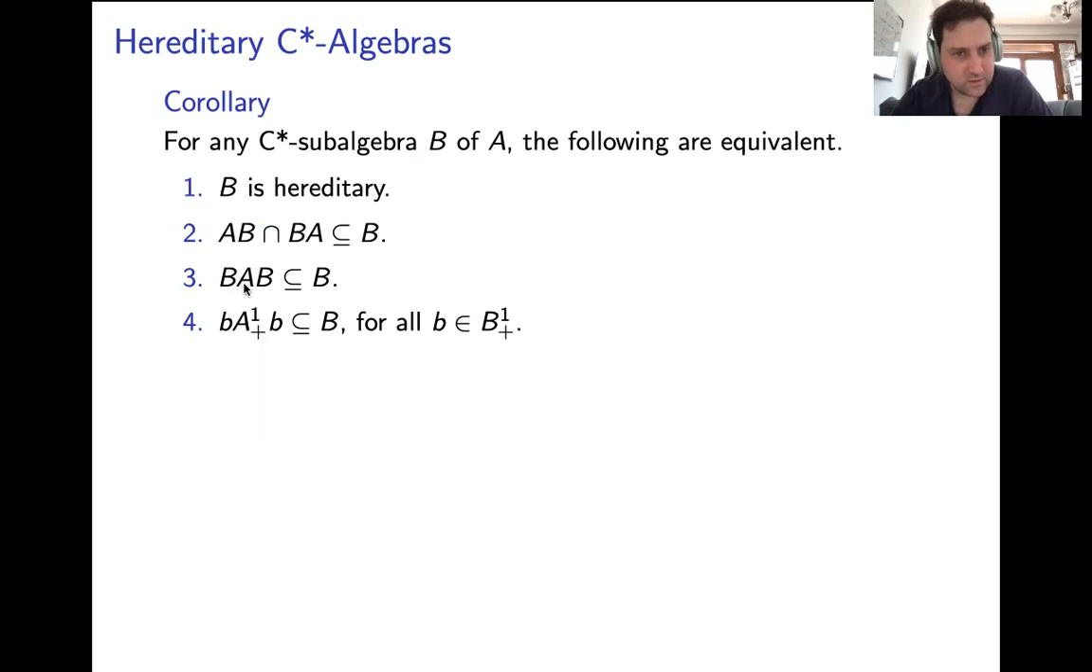The interesting thing, I think, is three, because it's sort of like saying B is an ideal, but it's not necessarily a left ideal or a right ideal, definitely not a two-sided ideal, but it's what is sometimes called in semigroup theory a bi-ideal. So you can take an arbitrary element and multiply both on the left and the right, and that will have to get you back into B. Two is also sometimes called a quasi-ideal in semigroup theory. So when you're looking at C-star subalgebras, being hereditary is the same as being a quasi-ideal, is the same as being a bi-ideal. But these are very different from being a left ideal or a two-sided ideal. But I or Karen can talk about this more next week.